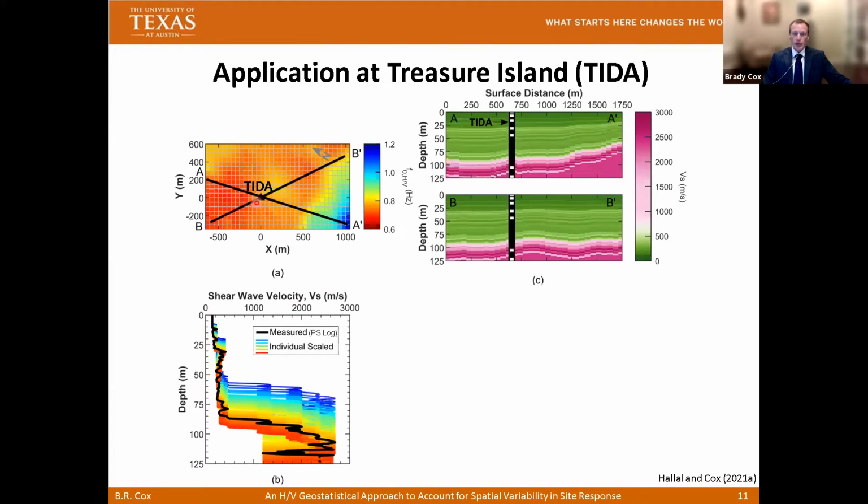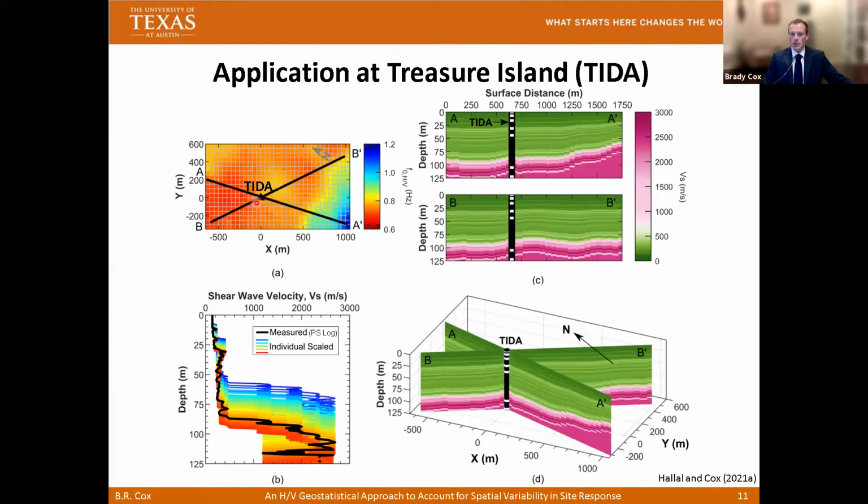And obviously we can develop two-dimensional or three-dimensional subsurface models using this technique. In the two-dimensional cross-section, I'll point out here, every one of these white markers represents the location of an accelerometer in the Treasure Island borehole array.